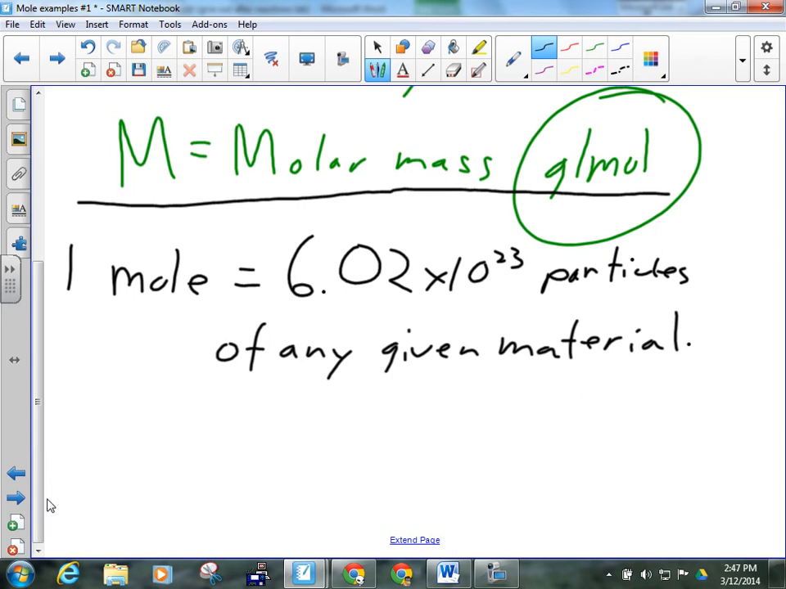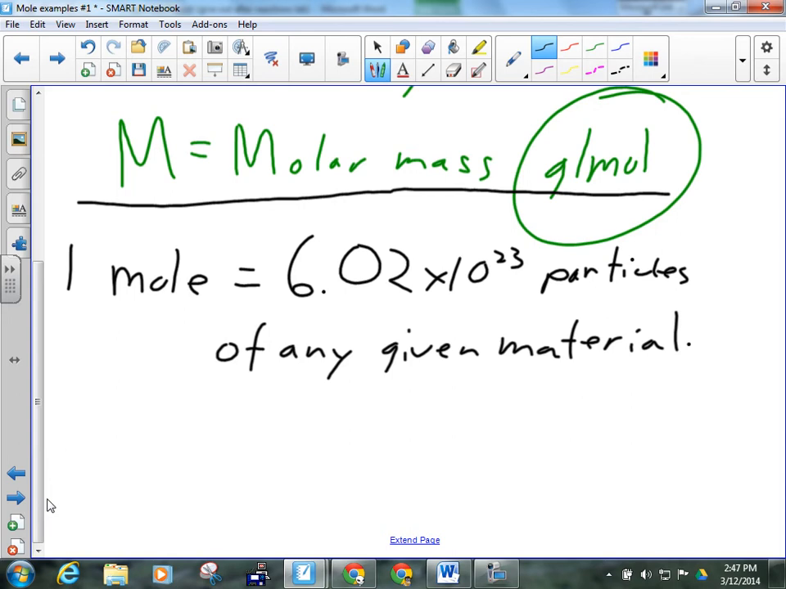So 1 mole of anything is this much. If I have 2 moles of something, how much do I have? This number times 2, right? If I have 2 moles of something, I have twice that much. If I have 3 moles, 3 times that much. If I have 5.658 moles, I have 5.658 times that much.